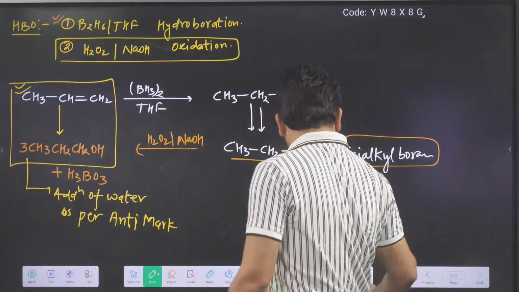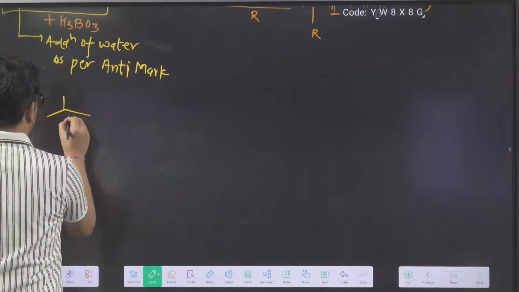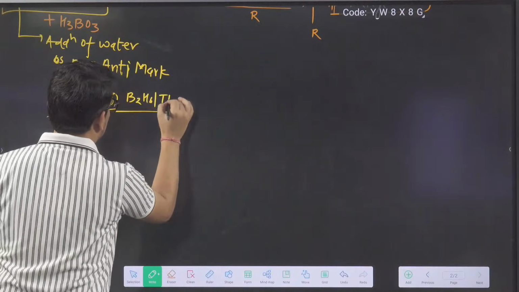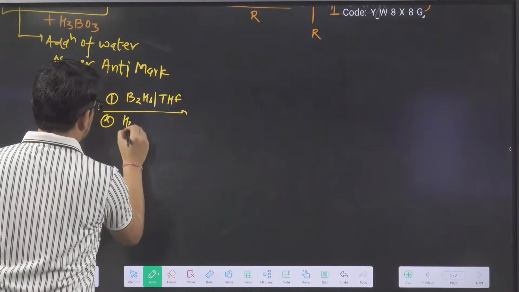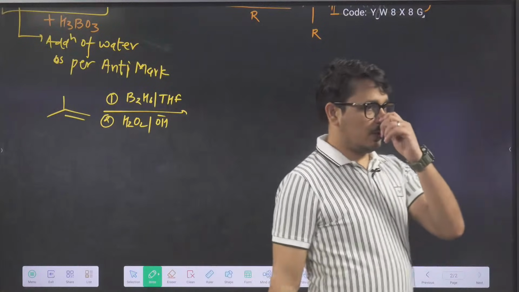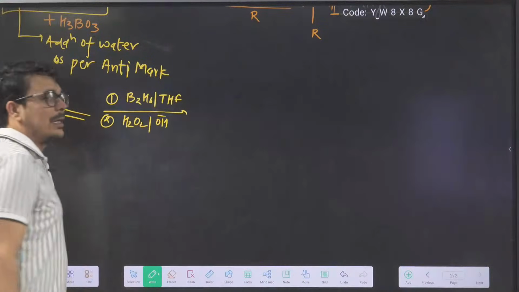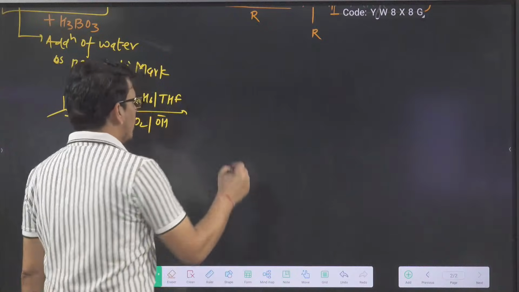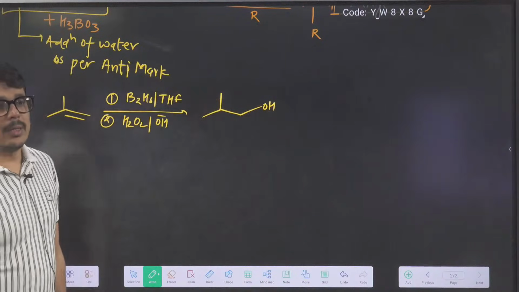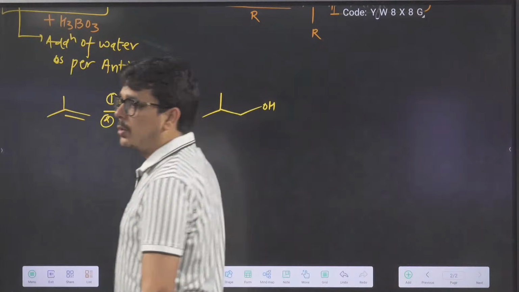Yes or no? Now next, if I say here this question, and I say first B2H6 THF, and second H2O2, OH minus. Finally, the product of the reaction: which side will be H? Which side will be OH? Tell me yes or no. Clear to everyone? Yes or no?